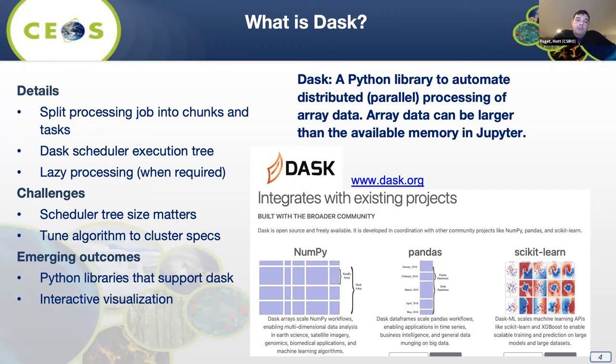The details of Dask is that it splits up a processing job, as described in a notebook, into small chunks of data and small tasks and activities, and then puts all these into an execution tree. When you go to run a part of that tree, that is the time when the data is accessed, read into the compute memory, and your code in your notebook runs against that small chunk of data. What we've found is that the size of this execution tree really starts to matter, starts to inform how well the rest of your whole processing workflow will operate.